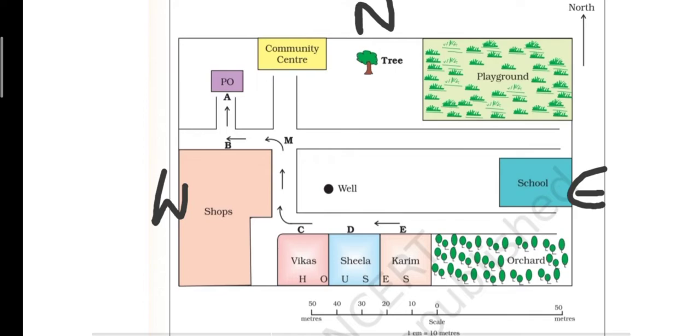Next is the direction of the school from the shops. So children, if we start moving from the shop towards the school, in which direction are we moving? Towards which direction are we moving? So we are moving towards east. If we are moving from the shop towards the school, we are moving in the east direction. So the answer is east. So in this way, children, directions help us in finding places.